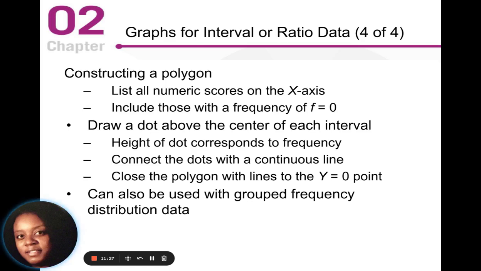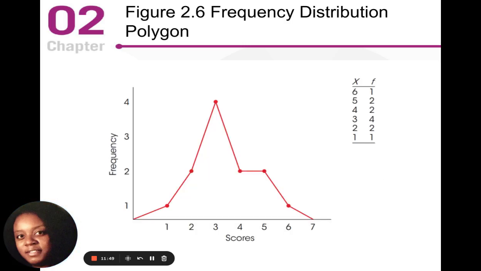When we're constructing a polygon, we can list all numeric scores on the x-axis and include those that also have a frequency of 0. Draw a dot above the center of the interval that's going to correspond to the frequency. Connect those dots in a continuous line, and that can be used to show the group frequency distribution data, such as what you see here. This is going to indicate the polygon.